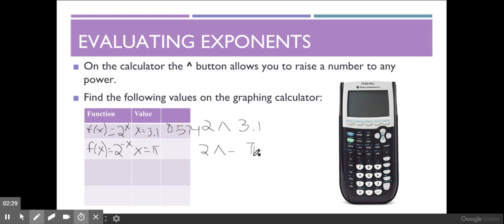For pi, you need to press second up arrow, and that gives you the value of pi, which is rounded to about 3.14. And when you do that, you should get 0.113.